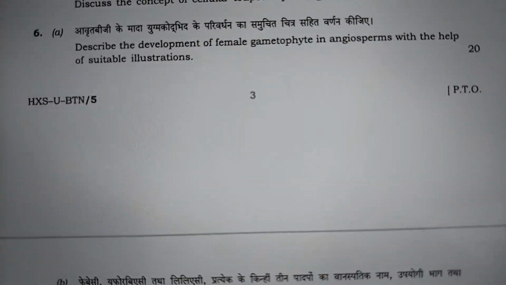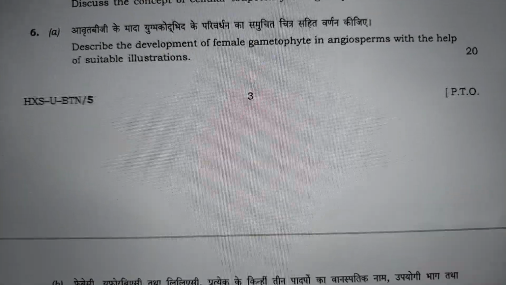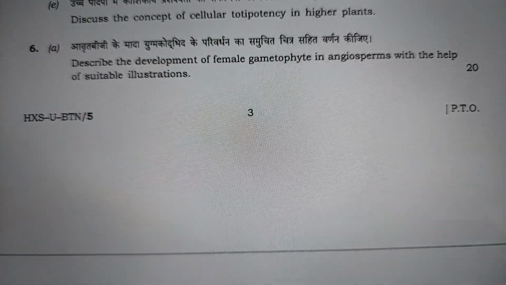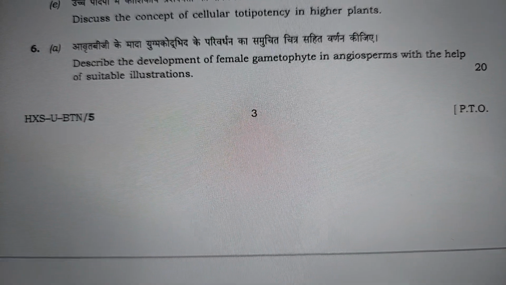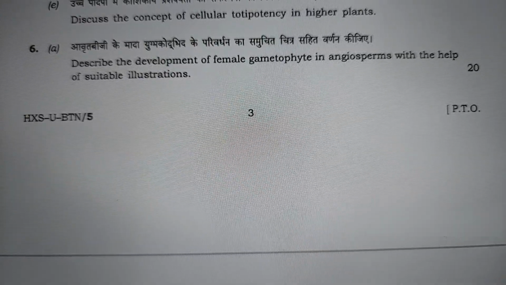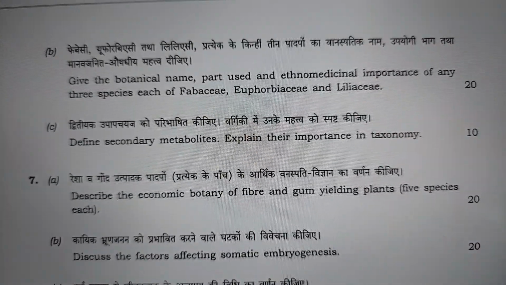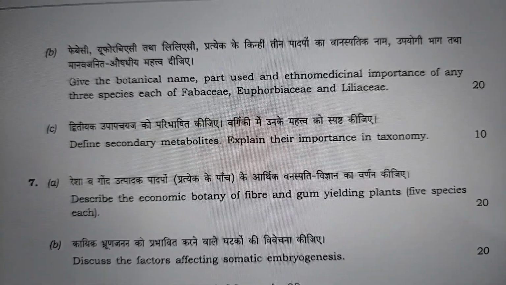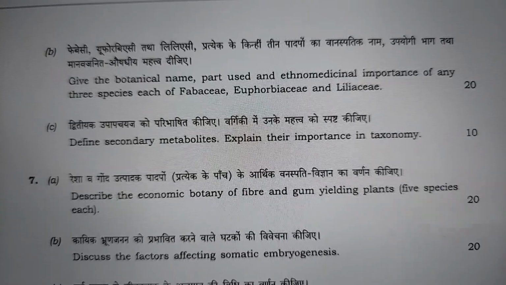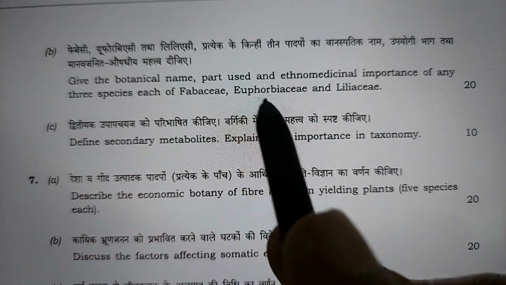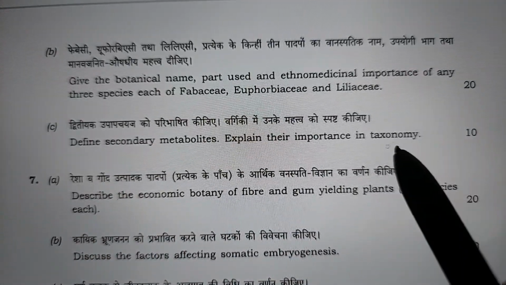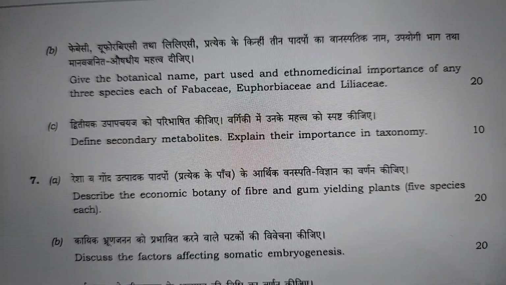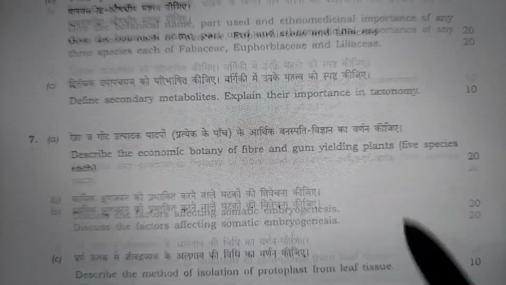Question number 6 is also having 3 options, A, B and C. A is describe the development of female gametophyte in angiosperms with the help of suitable diagrams, 20 marks. Option B is give the botanical name, part used and ethnomedicinal importance of any 3 species in each of Fabaceae, Euphorbiaceae and Liliaceae, 20 marks. C is define secondary metabolites and explain their importance in taxonomy, 10 marks.